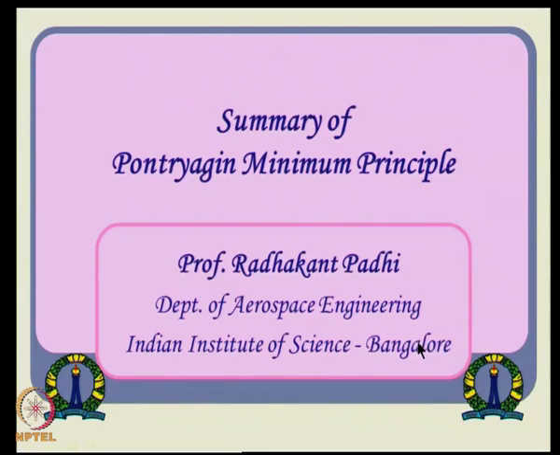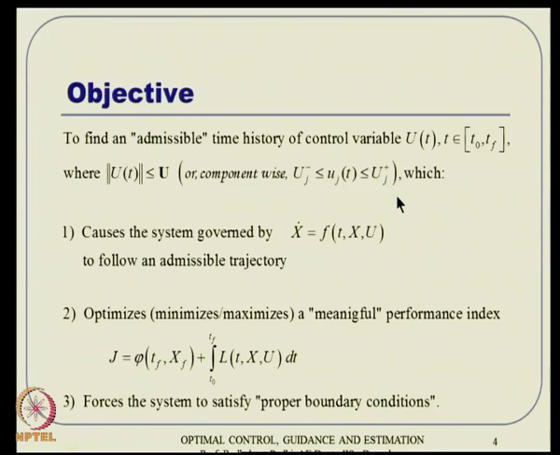Alright, so just a little round up, a summary of Pontryagin's minimum principle. The problem that we have been talking about is fairly generic. We have this nonlinear system dynamics, and then we want to optimize this generic cost function, and it also satisfies these proper boundary conditions. We are interested in finding an admissible time history of the control variable from t0 to tf. As compared to free optimal control or free optimization problems, the only difference is that control is constrained to lie in an admissible set, or component wise, each component of the control variable lies between some minimum and maximum value.